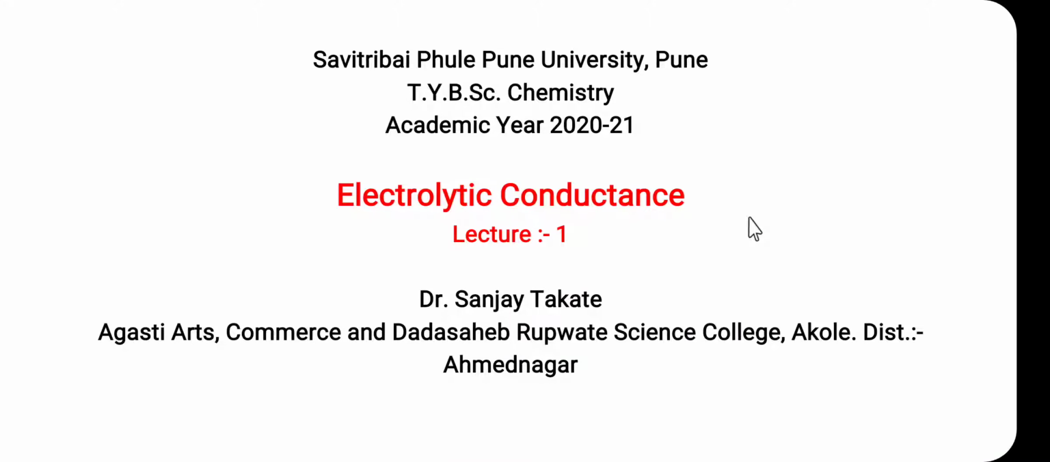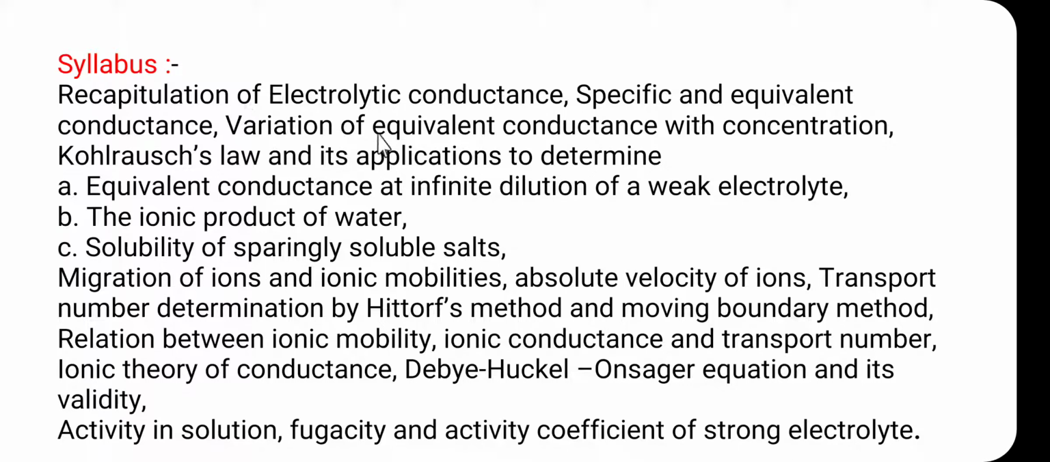So here first of all let us consider the syllabus of the electrolytic conductance. The syllabus is a recapitulation of the electrolytic conductance, that is the basic terms which are very useful in the electrolytic conductance, then specific and the equivalent conductance, then variation of the equivalent conductance with concentration, then Kohlrausch law and its application for the determination of equivalence conductance at infinite dilution of weak electrolyte. Second one is the ionic product of water, and the third one is the solubility of sparingly soluble salt. So these are the three applications of this Kohlrausch law.